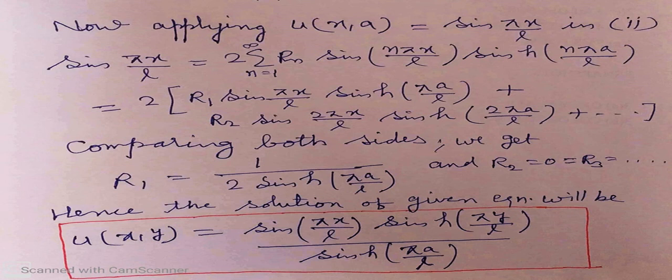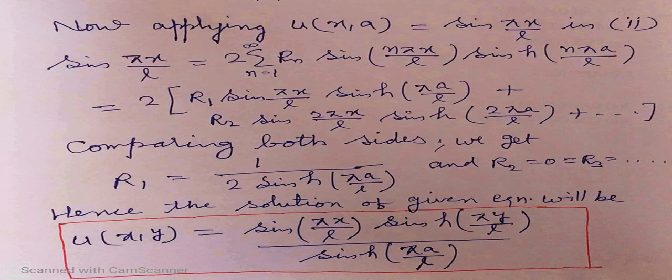We compare both sides and we get that r1 is equal to 1 upon 2 sinh(pi a upon l), and the values of r2, r3, r4 and remaining are all 0, because in the left hand side there is only one term containing sin(pi x upon l). So when we compare the coefficients of sin(pi x upon l) on both sides, then we get the value of r1 as given here, but r2, r3, r4 and all others will be equal to 0.